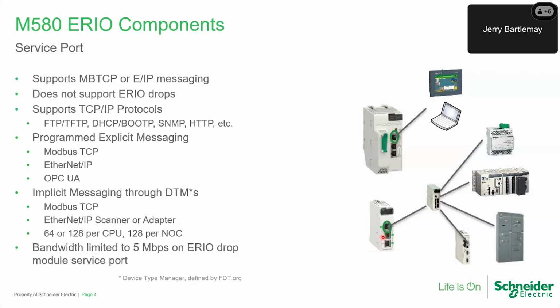Now, on the service port, we do limit messaging bandwidth there because the communications to remote I/O drops are of prime importance, and so they get almost all of the bandwidth. So we limit bandwidth to 5 megabits per second on the service ports on the ERIO drop modules. Now, that sounds like it's limiting. It really isn't. That's actually quite a bit of bandwidth because the messages we're sending really aren't very large, and we can send an awful lot of them concurrently on 5 megabits per second.